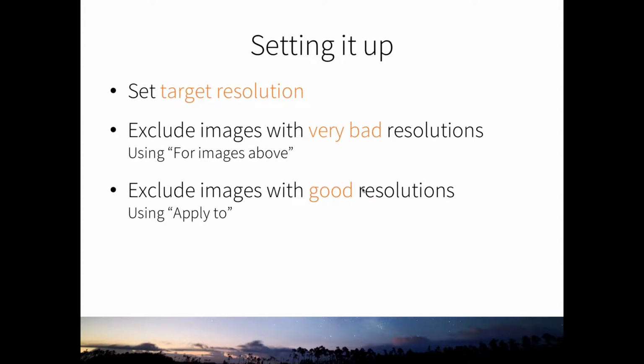Now, setting it up, like I said, you set your target resolution. So let's say that is 250 ppi. You exclude images with a very bad resolution, because trying to upsample an image with like 50 pixels per inch will not give you any kind of decent result. So we'll exclude these and call them lost causes. And then we will exclude images with good resolutions, because you might have images in your files with, let's say, 300 ppi. We do not want to downsample these to 250. We want to keep them at 300. So we'll exclude these as well.